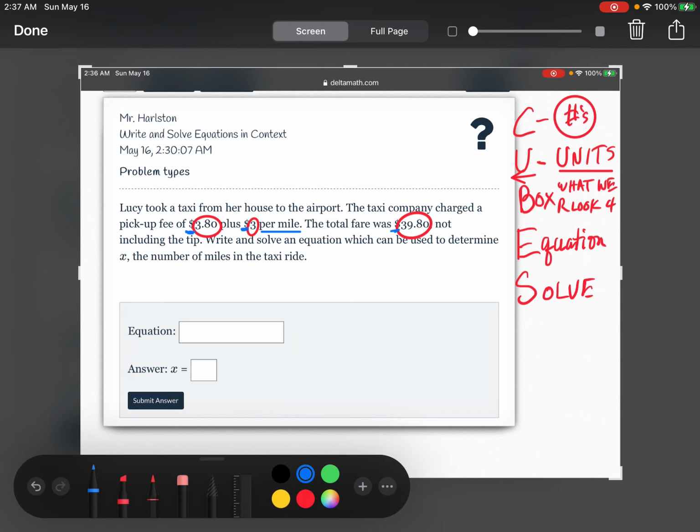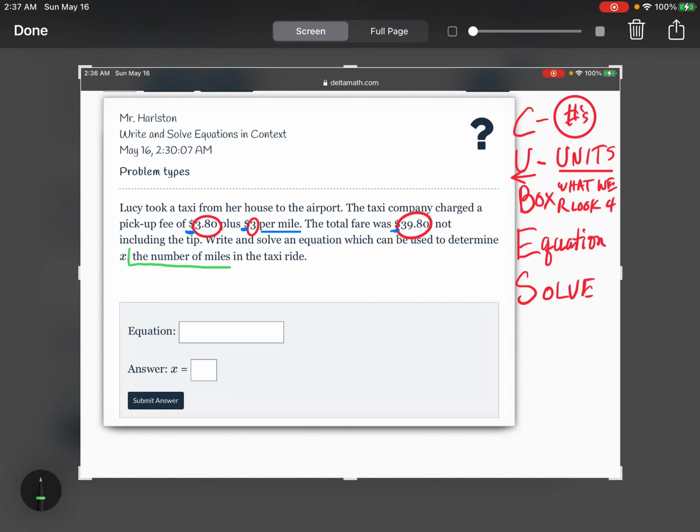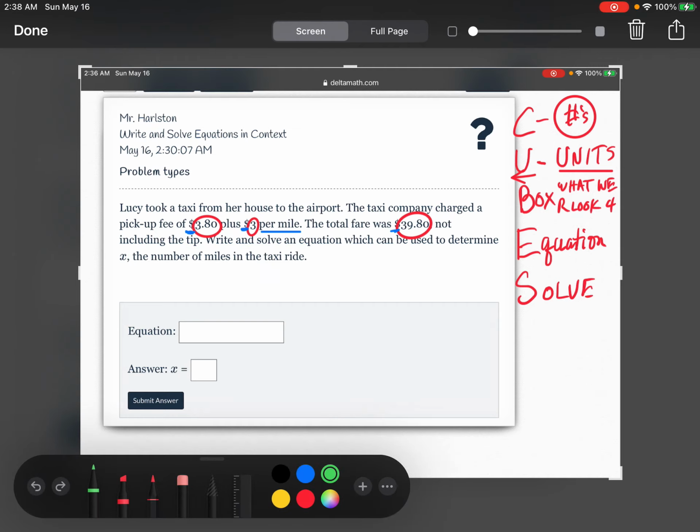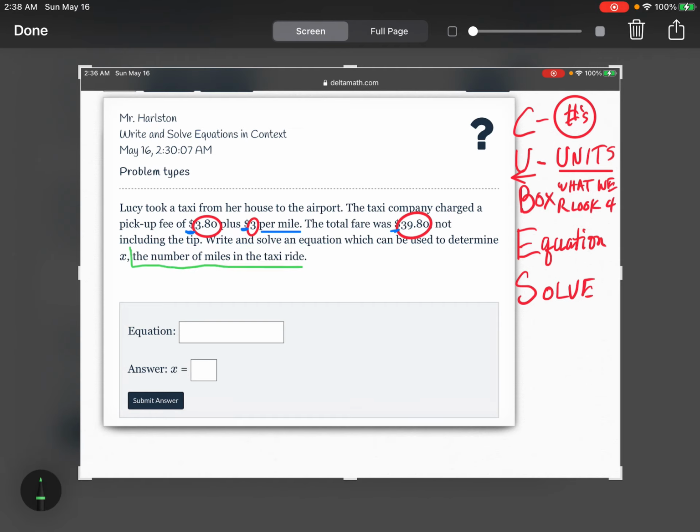And then I'm going to box up what it is that we're looking for. Now, in this case, they've given us the variable. But if they hadn't given us the variable, this is what we would make our variable. Whatever we're looking for, that becomes our variable. So in this case, what we're looking for is the number of miles in the taxi ride, and we're going to let that stand for X.